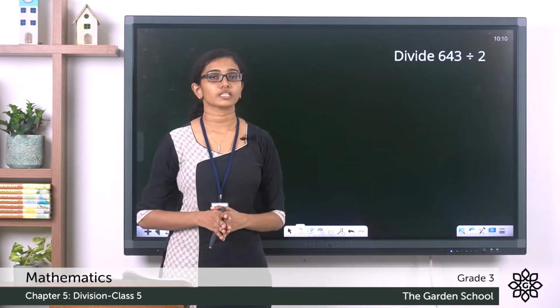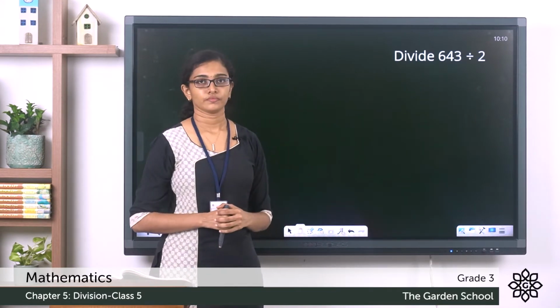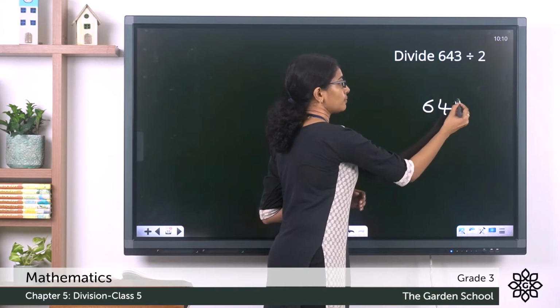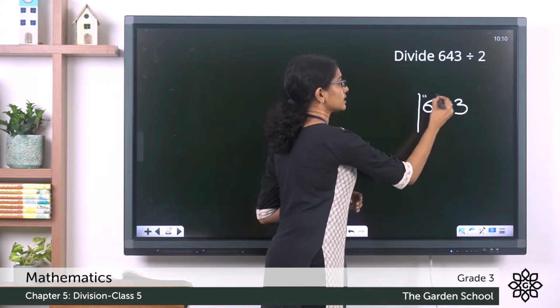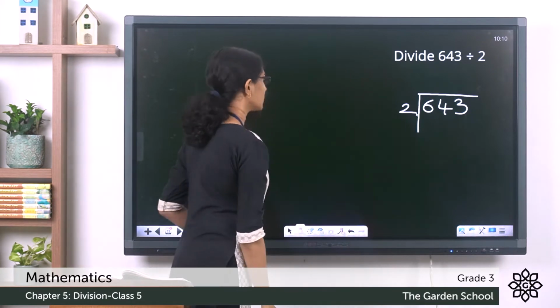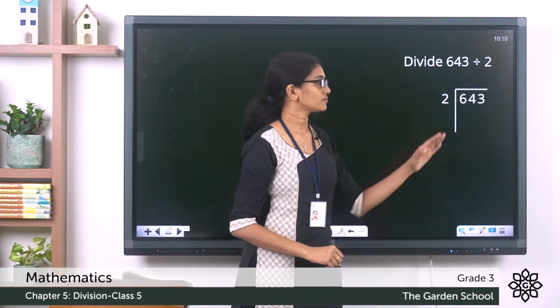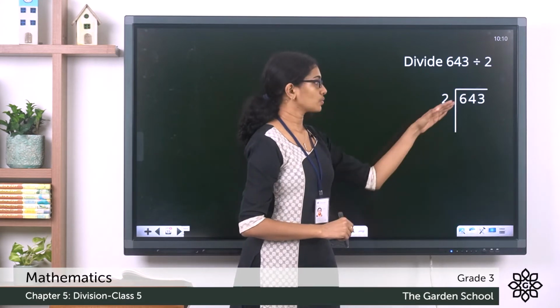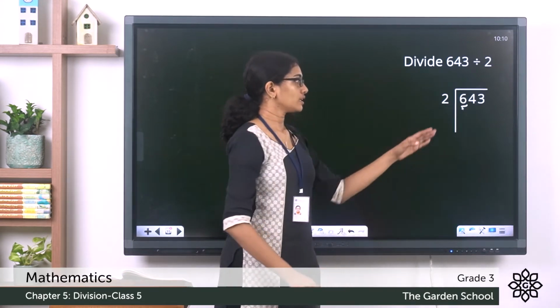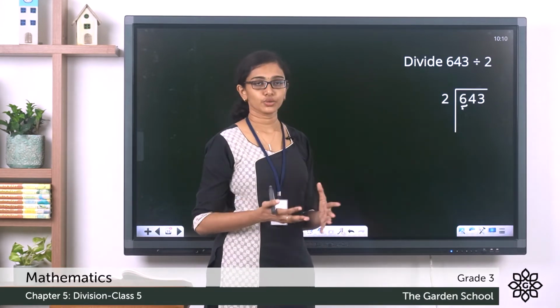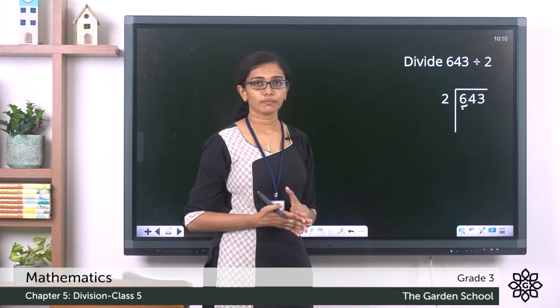Divide 643 by 2. So, first we write the numbers in the proper format. 643 by 2. Now what is the next step? The next step is to consider the first digit of the dividend, which is 6 here. Now dividing 6 by 2. 6 divided by 2. For that, let's recite the table of 2.